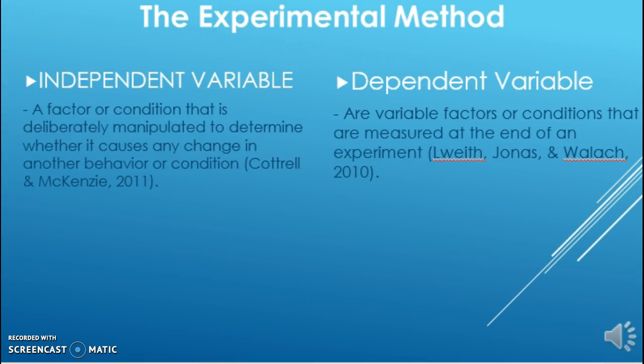Independent variables are factors or conditions that are deliberately manipulated to determine whether it causes a change in another behavior or condition. Dependent variables are factors or conditions that are measured at the end of the experiment. So we will deliberately do something to our independent variable to see what effect it will have on our dependent variable.